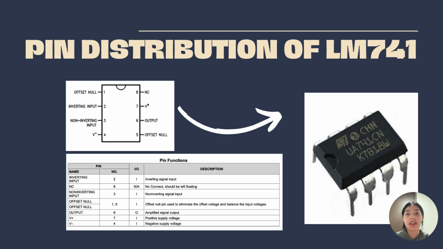Then we have the pin 7, that is the positive power supply. This pin is connected to the positive voltage supply. Typically it is plus 15 volts, and in a single supply configuration, it provides the necessary power for the internal amplification stages of the op-amp to work.